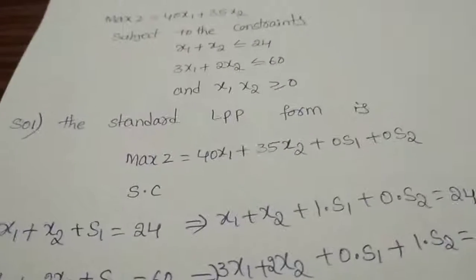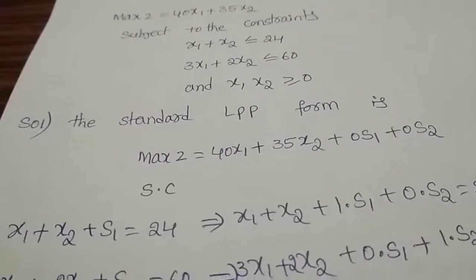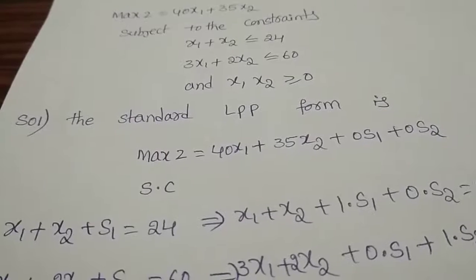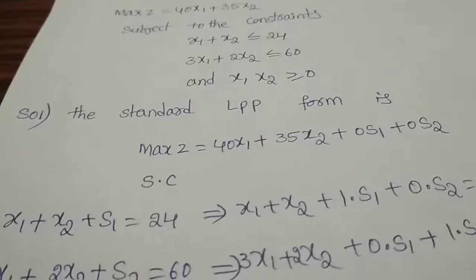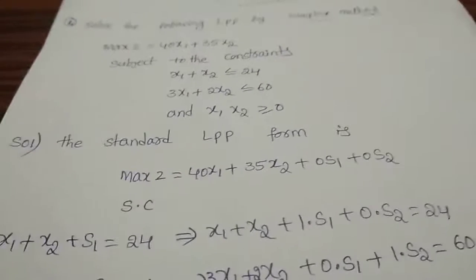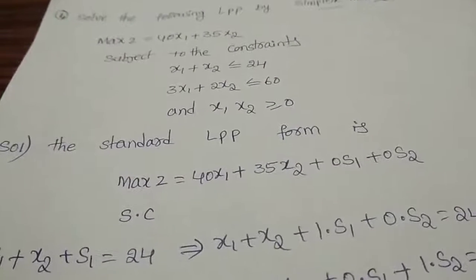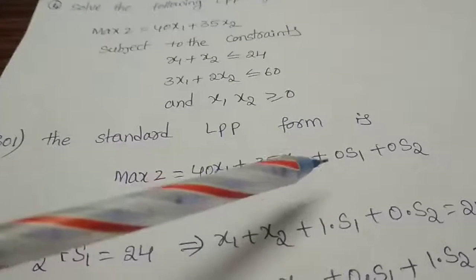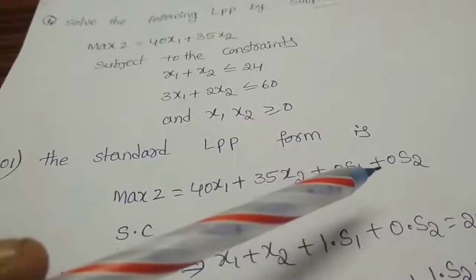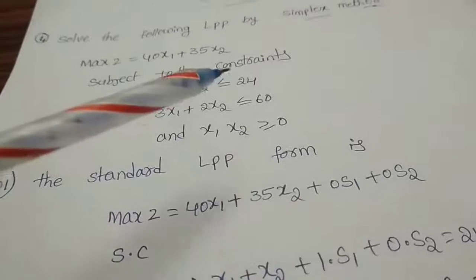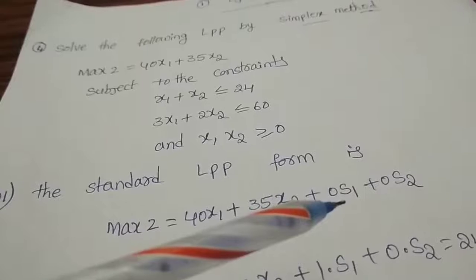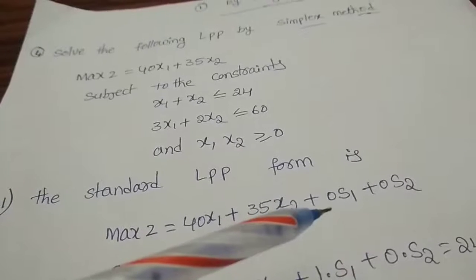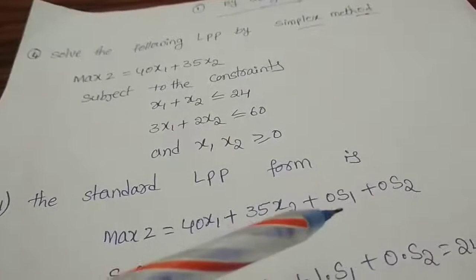Now coming to the solution. In the solution part, first the standard LPP form is: maximize z equal to 40x1 plus 35x2 plus 0 into s1 plus 0 into s2. That means here we are adding two slack variables because only two conditions are given. The coefficient values of the slack variables in the objective function are always considered 0.